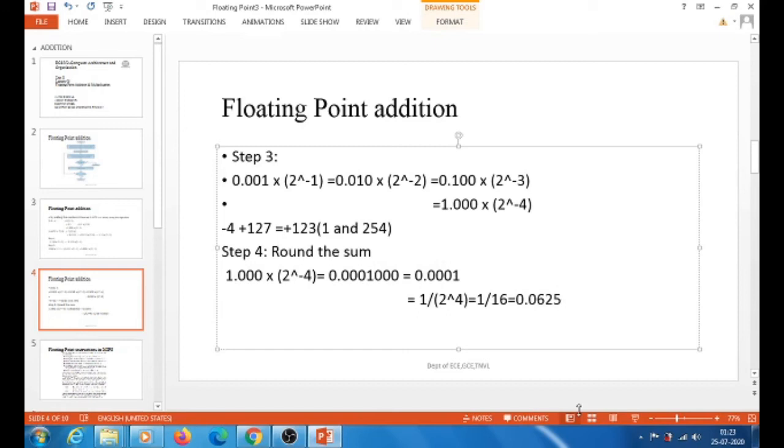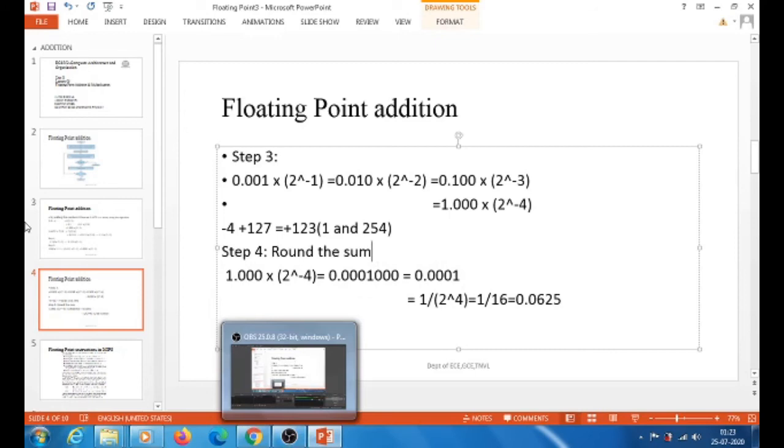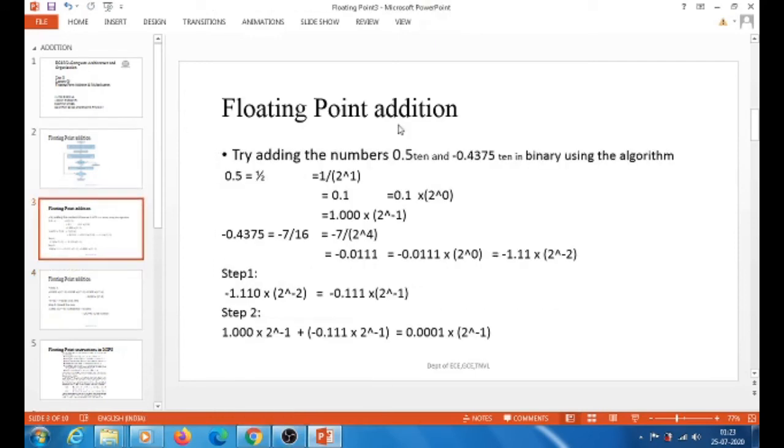So this sum is what we would expect from adding 0.5 to the base 10 to minus 0.4375 to the base 10. Okay, so hope you have got this algorithm. So let me recall this floating point addition. We are going to add 0.5 to the base 10 and minus 0.4375 to the base 10.